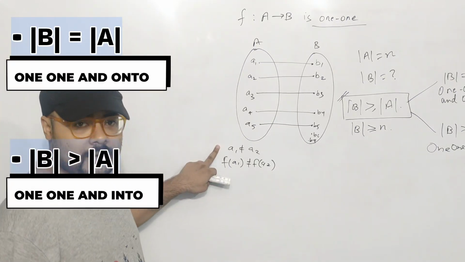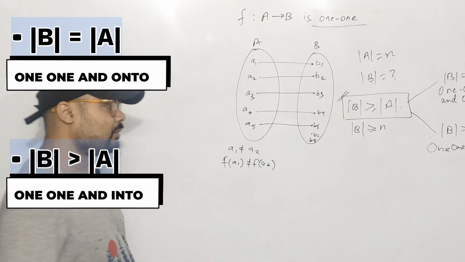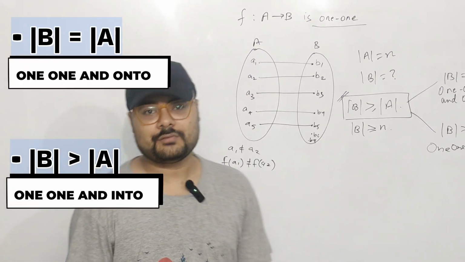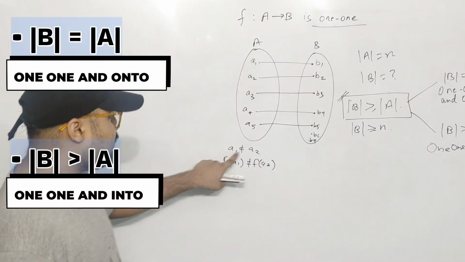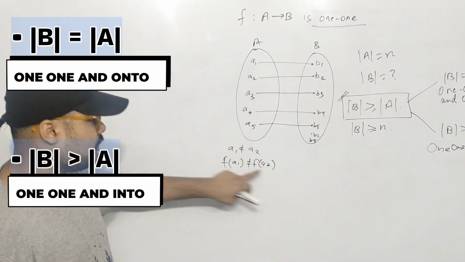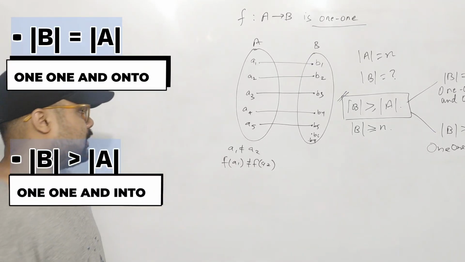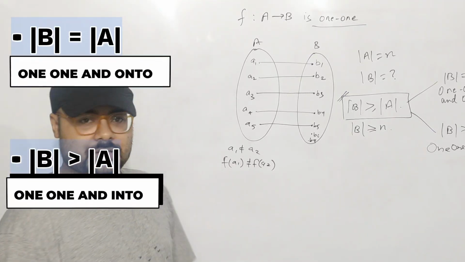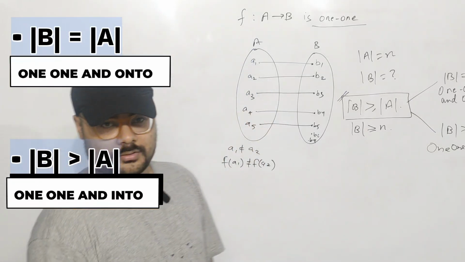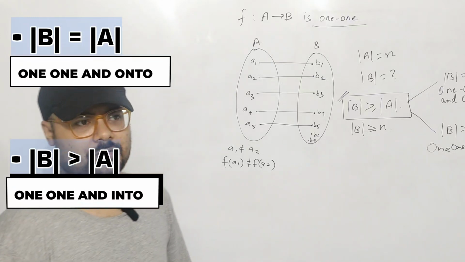Look at this. If A1 is not equal to A2, then f of A1 is not equal to f of A2. You can take this as a formal definition of a 1-1 function: when two different elements of A have two different images. Now if a function is given to you, how do you find out if it's 1-1 or not?